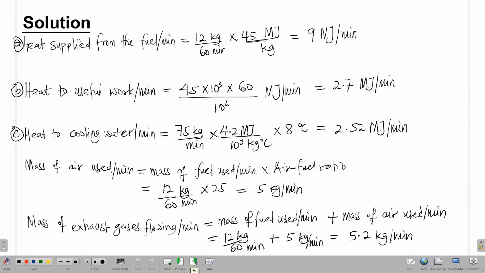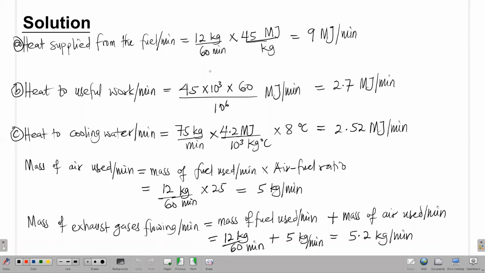Now, the first and foremost is for us to know how much energy was produced in the cylinder. So for us to know that, it's as a result of burning the fuel in the cylinder. So we need to account for the heat energy produced from what? The fuel per minute.